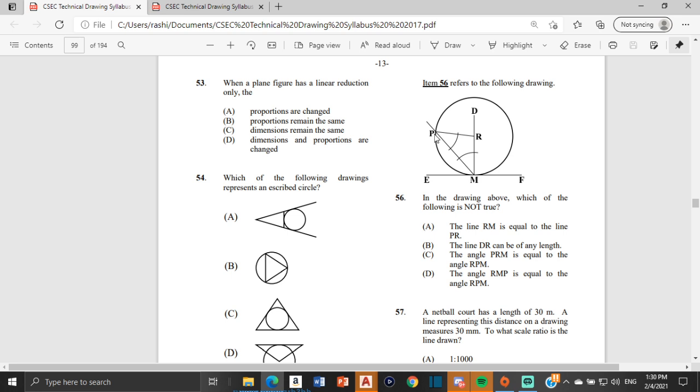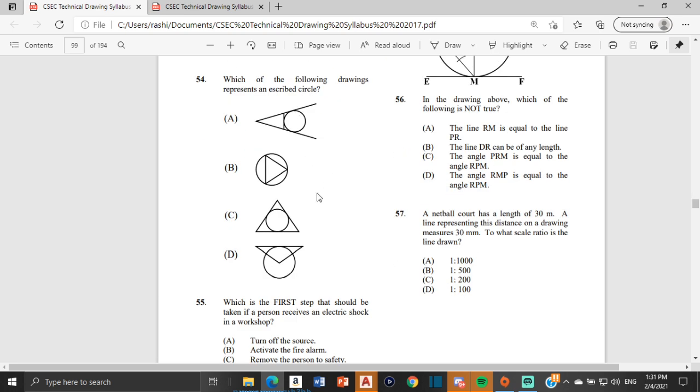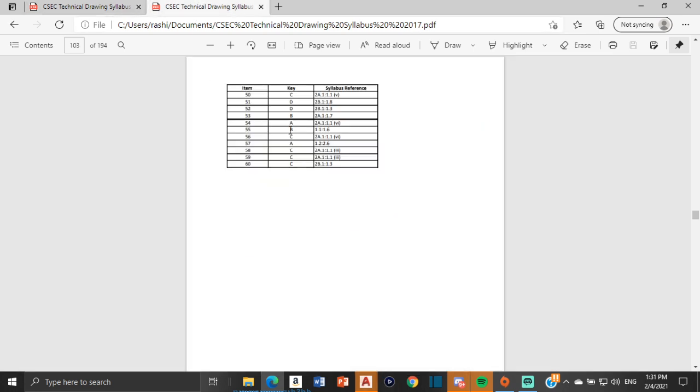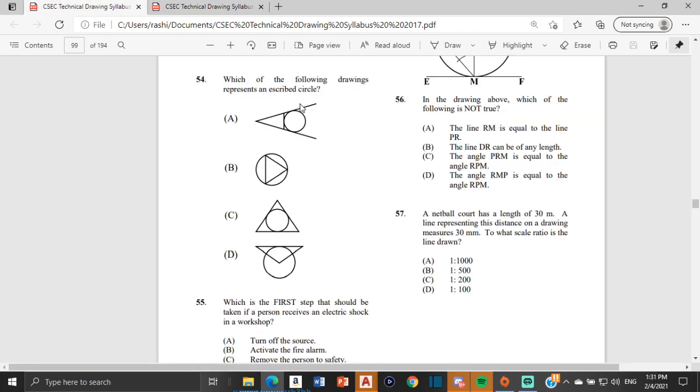Which of the following represents an inscribed or ascribed triangle? It would be a circle that touches a triangle at just one line of the triangle. So that would be A. So number 54 would be A. It touches the triangle just at one side.